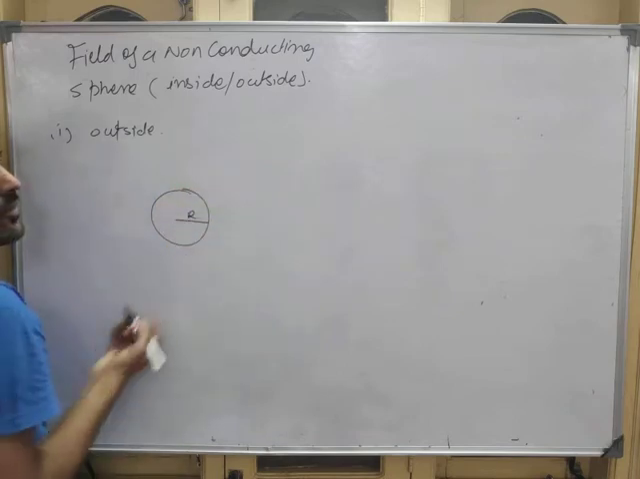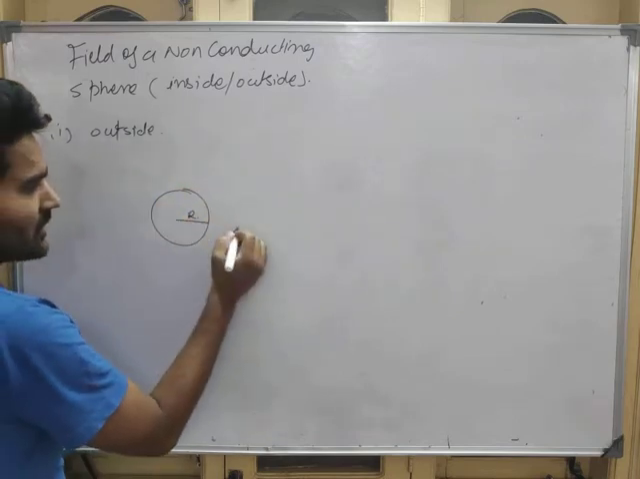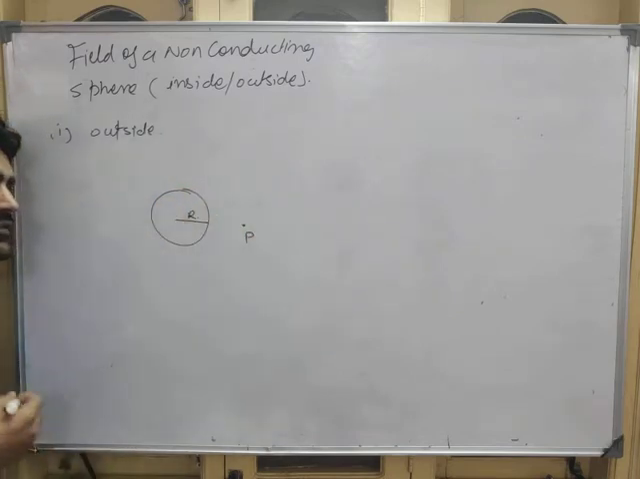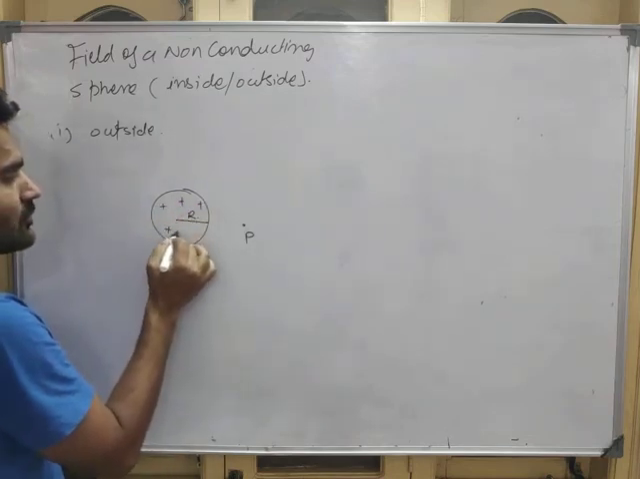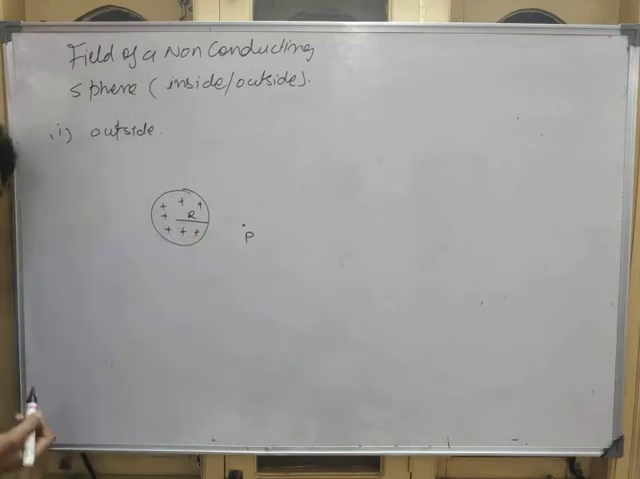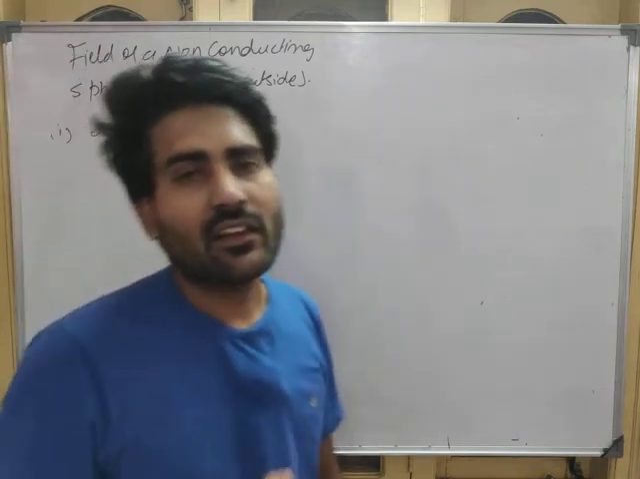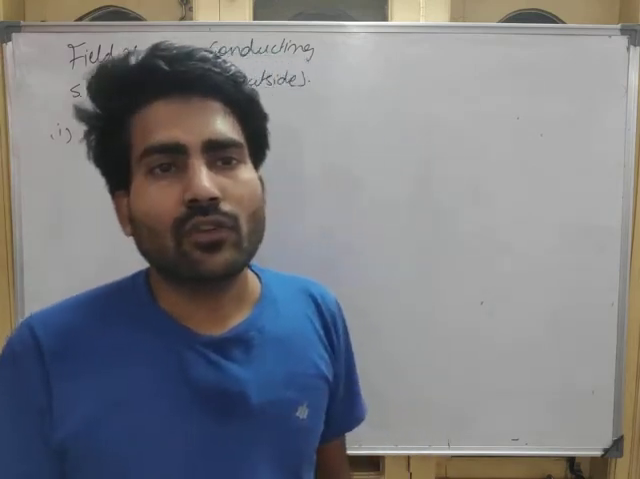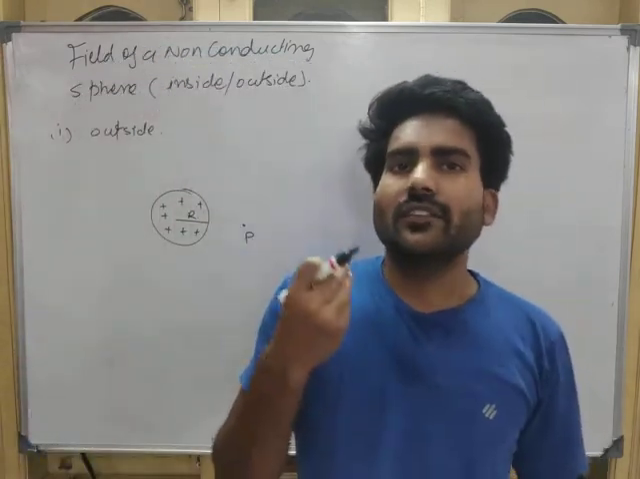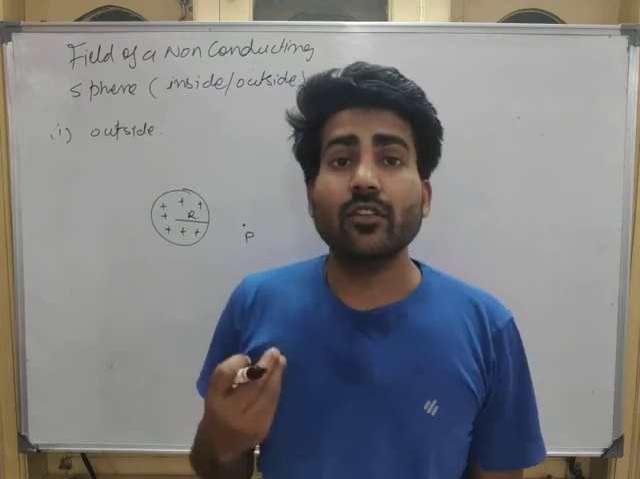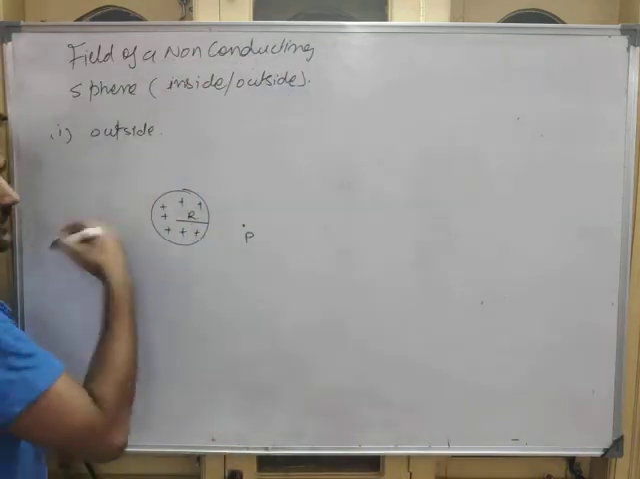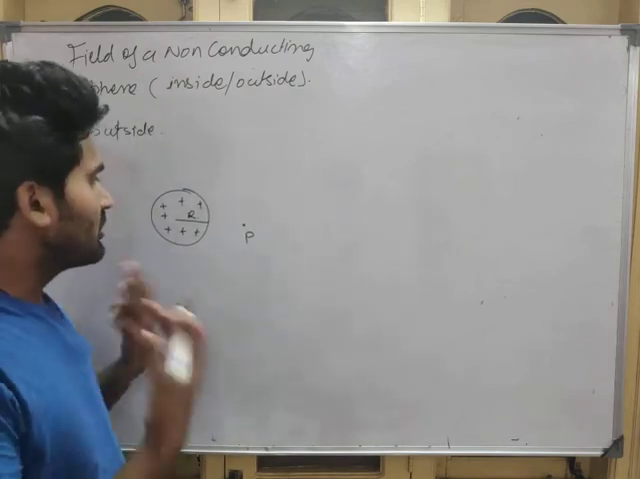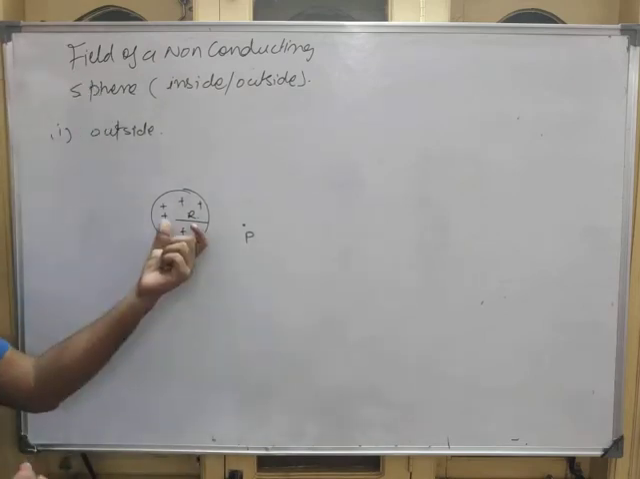Now we have to find some random point. We'll take P here, and we have to find the field at this point. This body is non-conducting and uniformly charged. Uniformly charged means it has either lambda, sigma or rho. Lambda is the linear charge density, sigma is the areal charge density, and rho is the volumetric charge density, right?